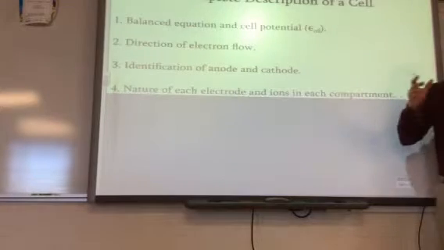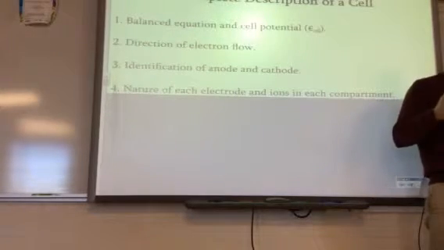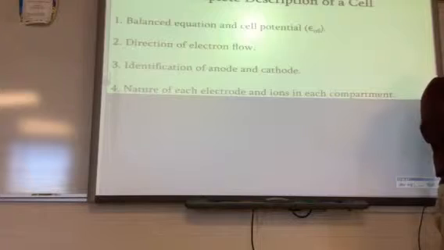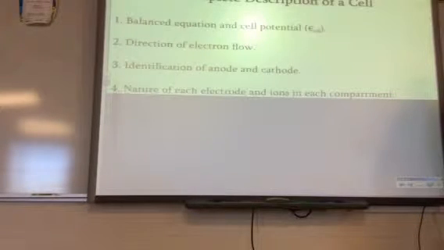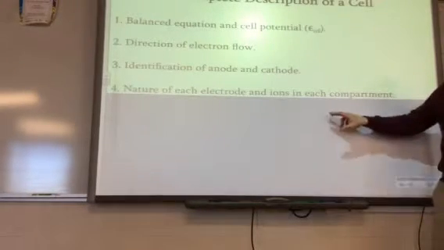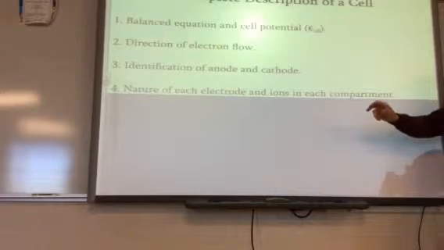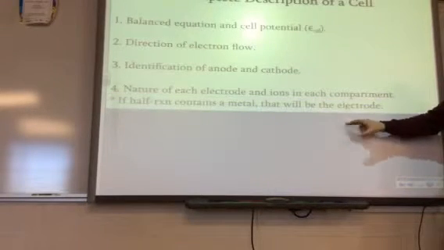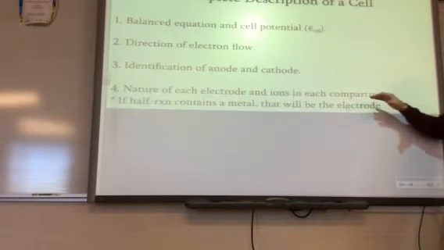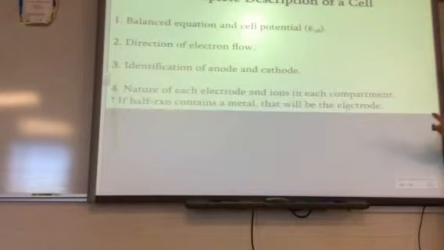Now, when your half reaction has a metal as a reactant or a product, that's a no-brainer because you'll use that metal. That's why I used the iron nail for the iron and the copper sheet for the copper. That was a pretty simple thing. So if the half reaction contains a metal, use that metal as the electrode.